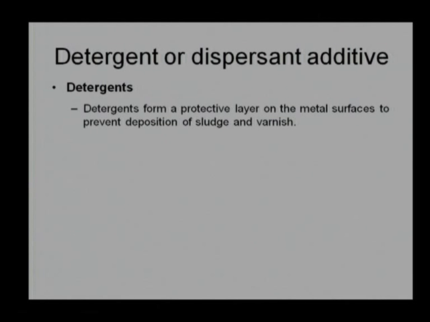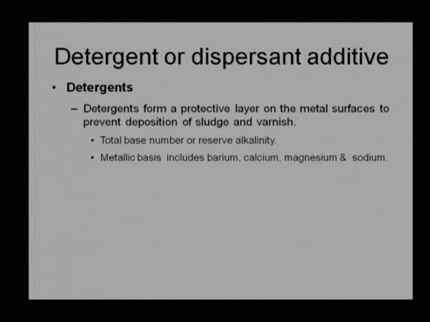Let us start from the first category, what we call the detergent or dispersant additive. There are different theories, different hypotheses, on how detergent works. What we feel is that detergent forms a protective layer on the metal surface to prevent deposition of sludge and varnish, which come from the burning of lubricant and after getting oxidation. So, those should be avoided. That is one function, but there is another possibility, that this kind of additive can wrap around particles and avoid the increase in the size or growth of those particles.